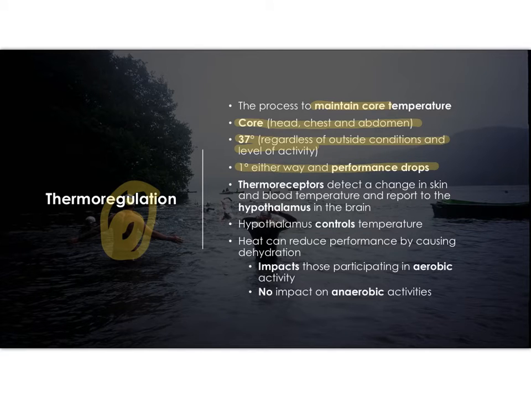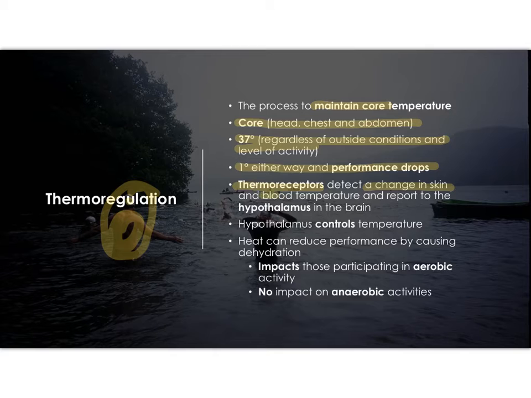A 1 degree drop either way can affect your performance. So initially, going up by 1 degree and going down 1 degree might just be simple things like a mild headache or tiredness or irritability. If we go beyond this, so we go above 40 degrees, we're going to reach the condition called hyperthermia. If we go below, down as low as 32 degrees, we can have hypothermia, both of which can be fatal at around those temperatures.